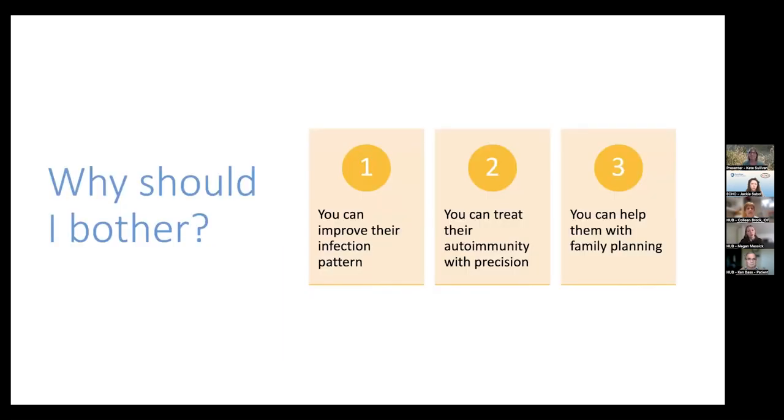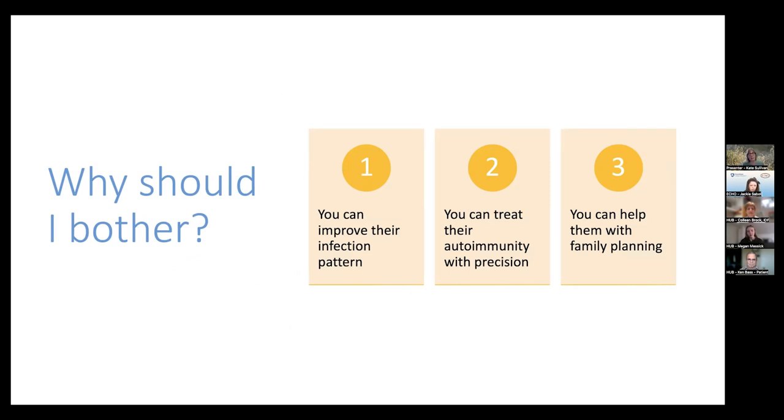All right, well, maybe I've sold you. I hope I've convinced you that it's important to think about primary immune deficiency. And why should I bother? Can't I just keep treating them with antibiotics? Well, you can really improve their infection pattern by recognizing the immune deficiency and getting them the appropriate treatment. Even more important, believe it or not, is for those folks with autoimmunity, knowing their genetic driver will actually tell you the right medicine to use. It's really quite powerful.